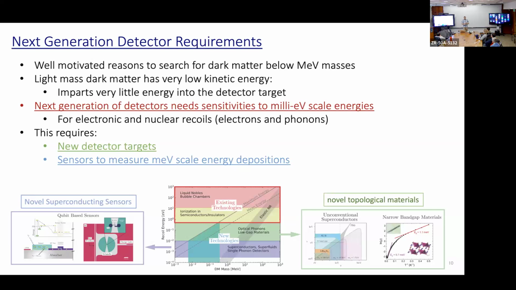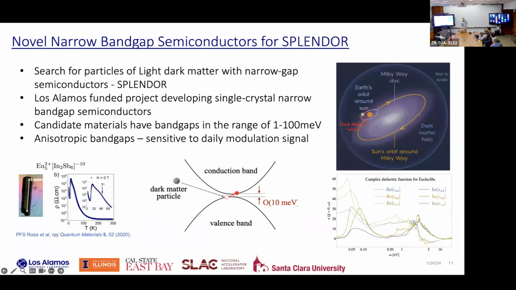And once we're sensitive to those low energy dark matter events, we still have the problem of measuring those in the new materials themselves. So we also need to focus on developing new sensors. I'll talk about both of those things, starting first with the materials.